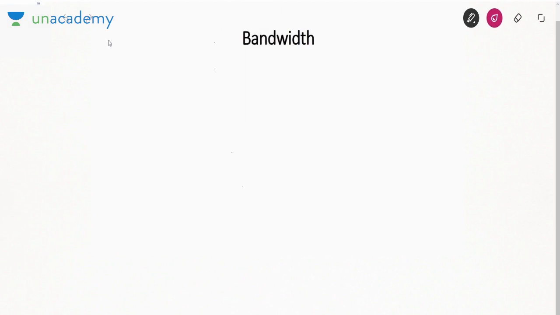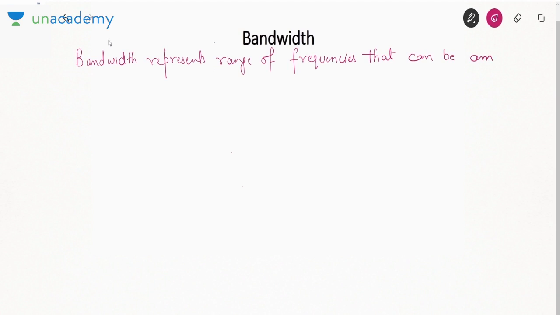The next is called your bandwidth. So what is the bandwidth? Bandwidth I have defined multiple times. Bandwidth represents the range of frequencies that can be amplified.